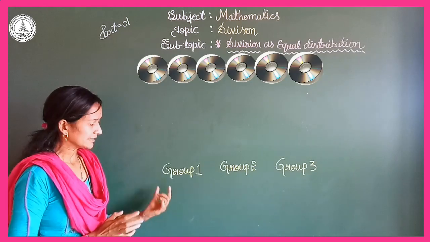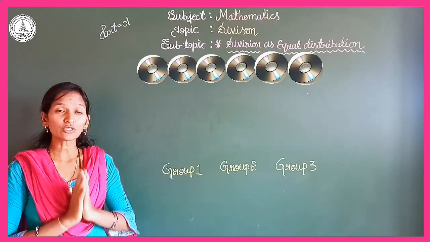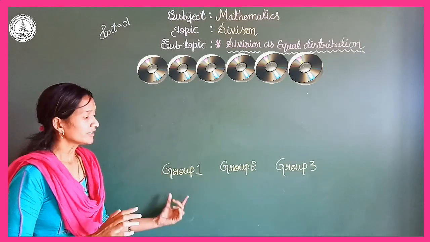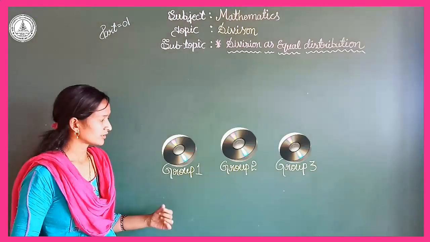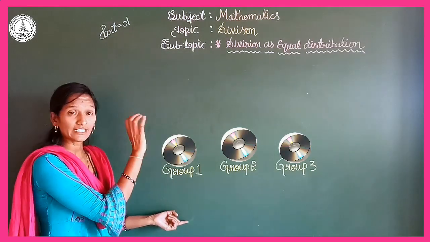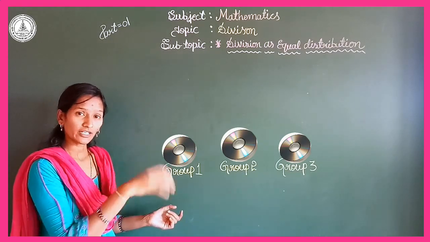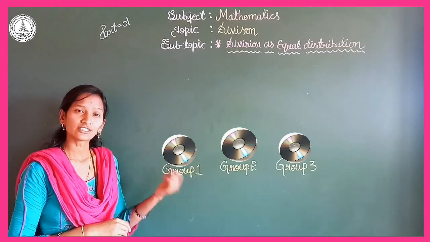See here, these are the 3 groups. Now I am going to distribute the total number of CDs in these 3 groups. See here, 1, 2, 3. See, the next 3 CDs are left. So now again I will distribute equally. So next 1, 2, 3.